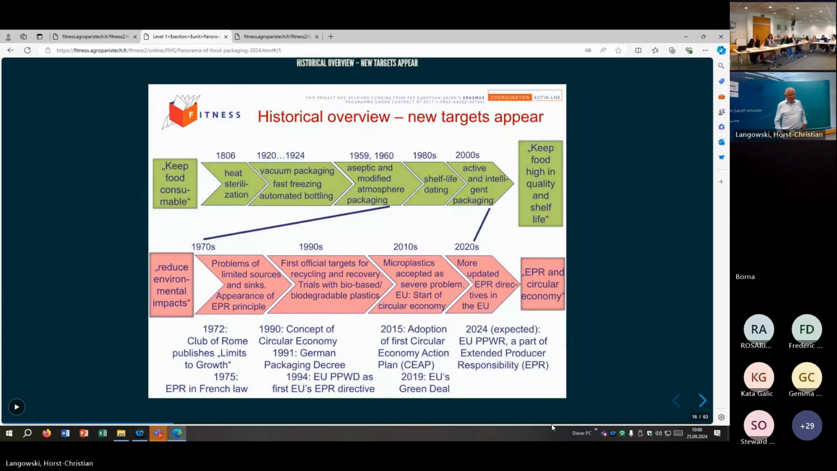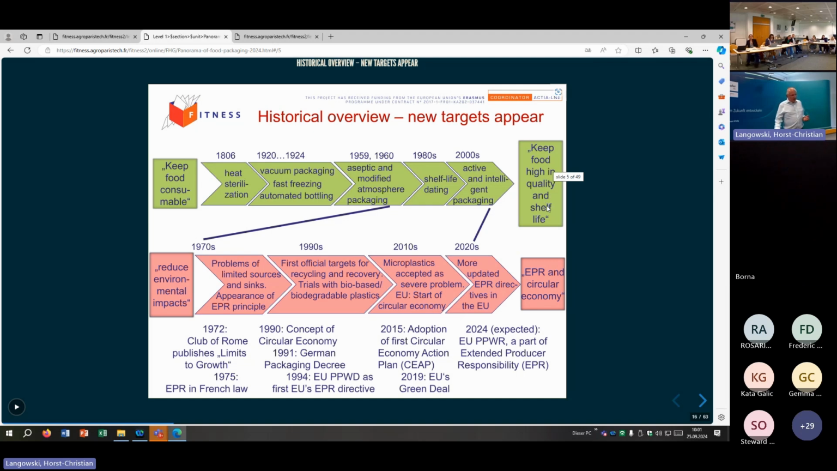And there's also something that comes in addition to this, and this is the targets for packaging. So when you look at this timeline once again, the main target was to keep the food consumable for a longer time. So for instance, the latest development there was active and intelligent packaging. So there was the development from keeping the food just consumable to keep it as high as possible in quality and as long as possible in shelf life.